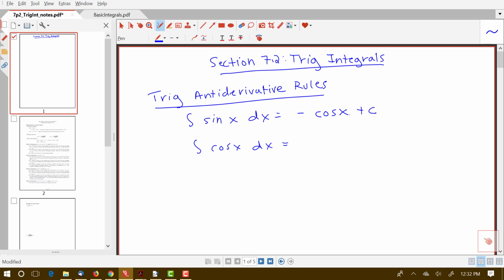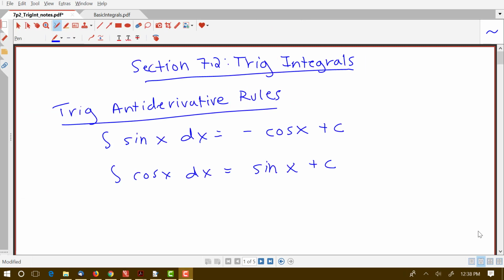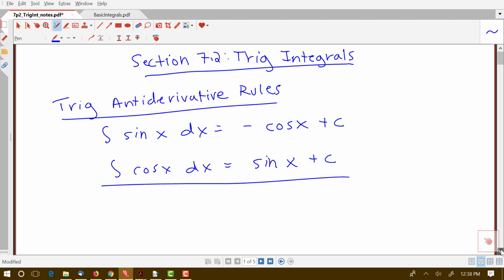We can always check our antiderivative rules by taking the derivative. We know that the derivative of cosine is negative sine, so I'd have negative sine, which would give me back sine. The antiderivative of cosine is sine, since the derivative of sine is cosine. Okay. So we've known those 2 rules for a little while, but we're also familiar with the rules for the integrals of tangent and cotangent.